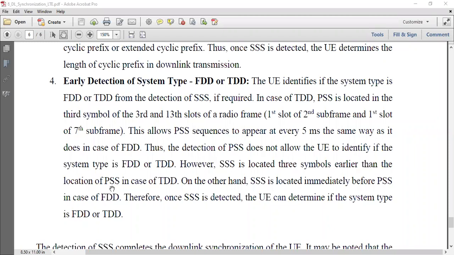PSS locations. You check both of them. It should be one of them. When you get a correlation peak for one, of course you shouldn't get the peak at the other location. So for your first SSS correlation, check these positions. You have 2 possibilities. Okay, one for TDD, one for FDD, and your correlation peak success actually tells you whether it is FDD or TDD. That's how it determines. Okay.